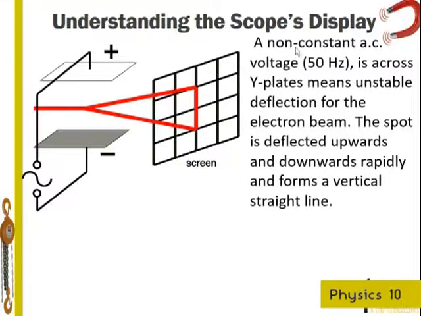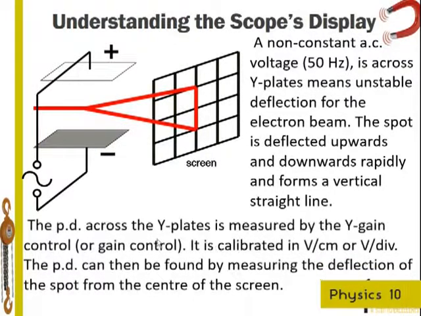In this case, you can see what's happening. Here we have the same plates, but the difference is that we have what's called a non-constant AC voltage of 50 Hertz. So that's an alternating current. That means that if that's applied across the Y plate, then what you have is an unstable deflection for the electron beam. The beam is going to be moving up and down. It's going to be alternating. So the spot is going to be deflected upwards and downwards rapidly, and that will form a vertical straight line due to the alternating nature of the AC current.